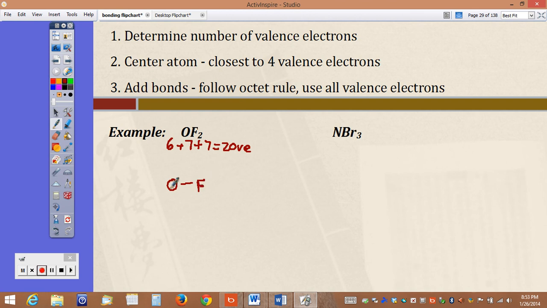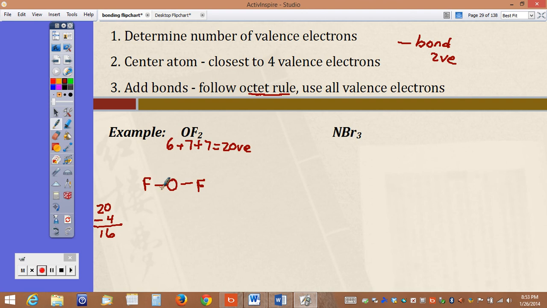We're going to put the fluorines around them, and we're going to use lines to represent the bond. So the line is going to represent a bond, and each bond is going to have 2 valence electrons in it. So right now, since we've used up 2 bonds, and they have 2 valence electrons apiece, we have used up 4 valence electrons, which means we have 16 left. We now need to follow the octet rule. Every atom should get 8 valence electrons total.